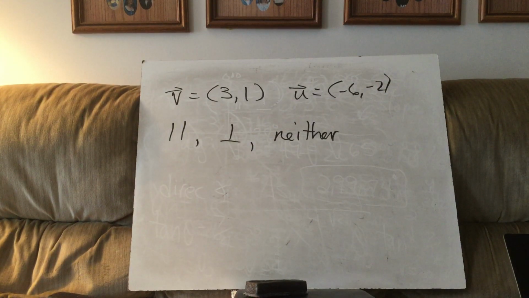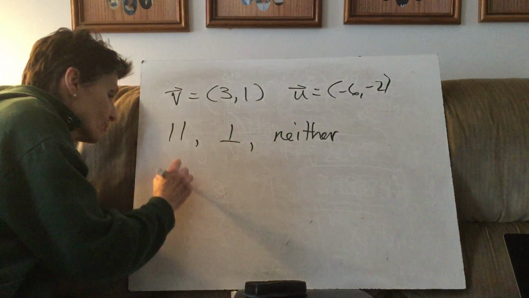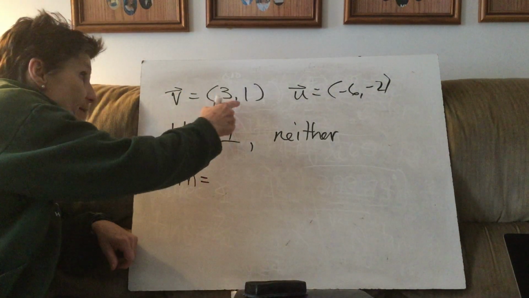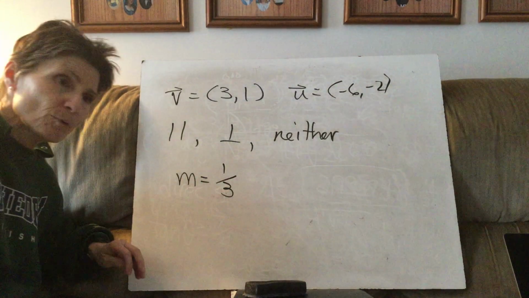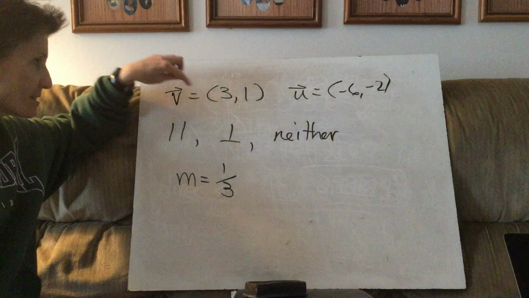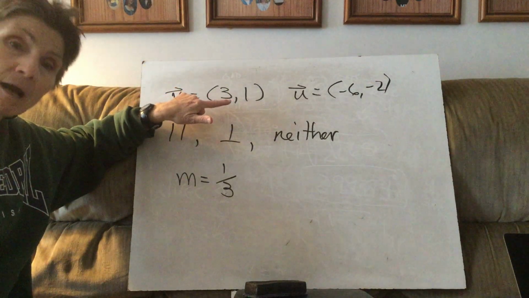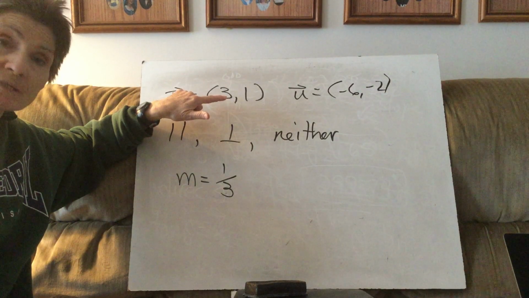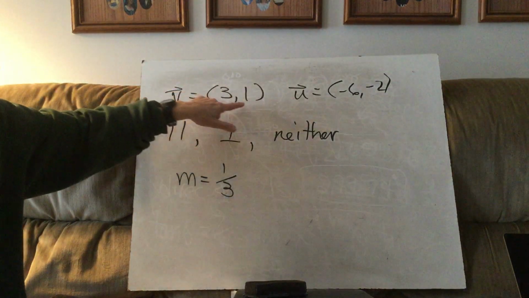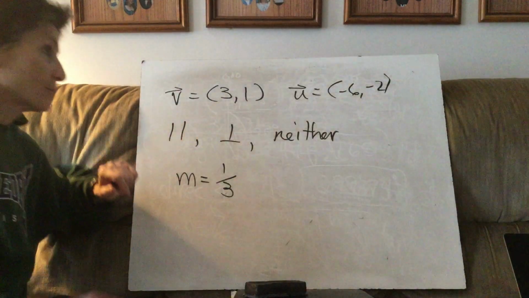When we did them in the notes, we just found the slope of each vector. So the slope of vector v is 1/3. And before you say, how do you do that? Stop. Remember, this vector is a movement, it's going right 3 and up 1. Well, isn't slope rise over run? So the rise is 1, the run is 3, the slope is 1/3.